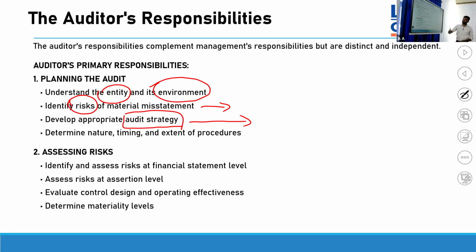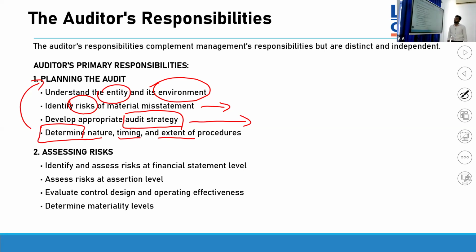Once we develop the audit strategy, then we should determine the nature, timing, and extent of the procedures. To what extent are we going to test, to what extent are we going to conduct this audit, right? Who are the parties, who are the professionals or seniors that are going to be involved in this audit? Such kind of things we must determine at the time of planning the audit. Those are the primary responsibilities of the auditor.